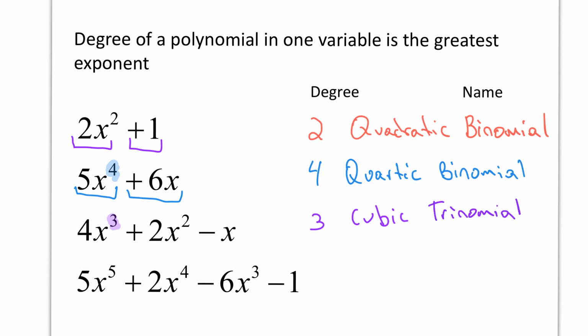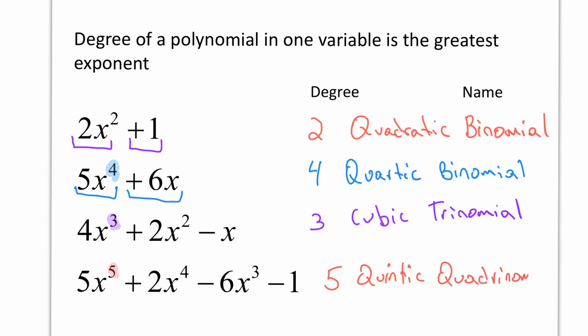The last polynomial is 5x to the 5th plus 2x to the 4th minus 6x to the 3rd minus 1. The highest exponent on this one is 5, so this one is a quintic. Let me put degree is 5 right here, and it is a quintic. And let's count the number of terms: 1 term, 2, 3 terms, and 4 terms. So it is a quintic quadrinomial.